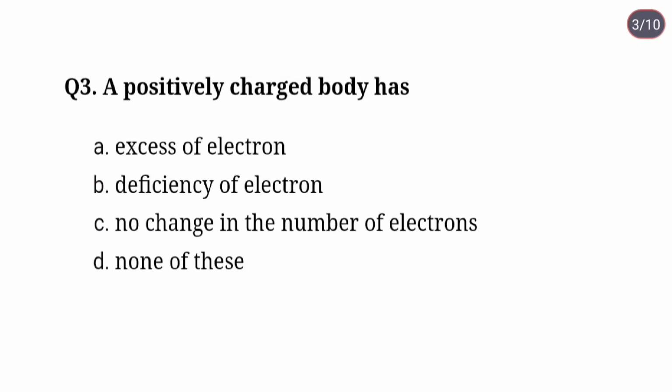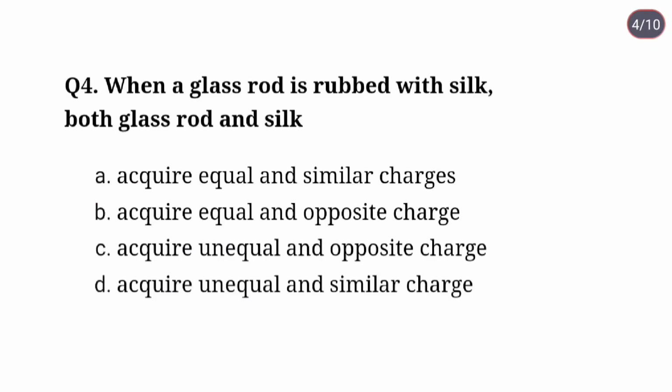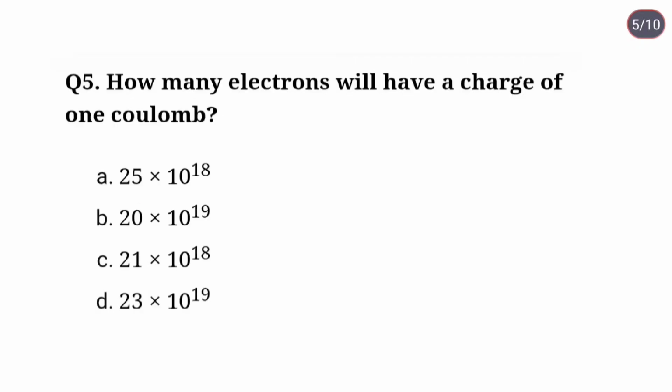A positively charged body has deficiency of electron. When a glass rod is rubbed with silk, both glass rod and silk acquire equal and opposite charge. How many electrons will have a charge of 1 coulomb? 25 into 10 raised to power 18.